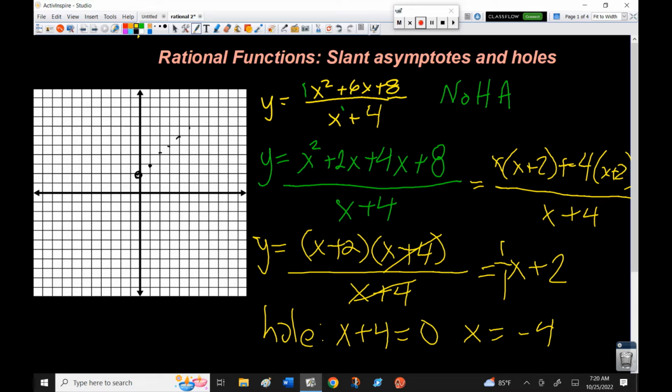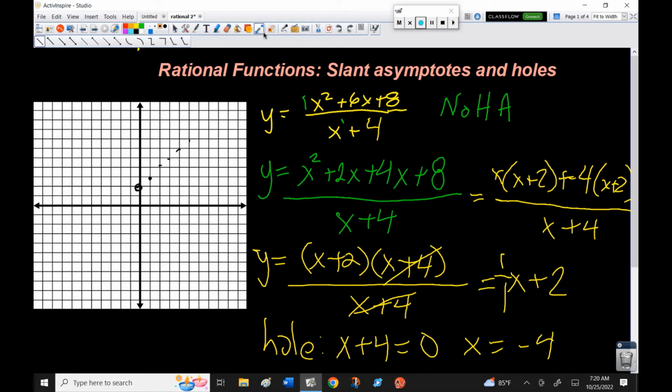Let's see. I'm going to go ahead and grab our line maker here, and I'm going to start drawing a line like this. I have to be really careful, because when I get to x equals negative 4, I'm going to stop. And then I'm going to continue this straight line.